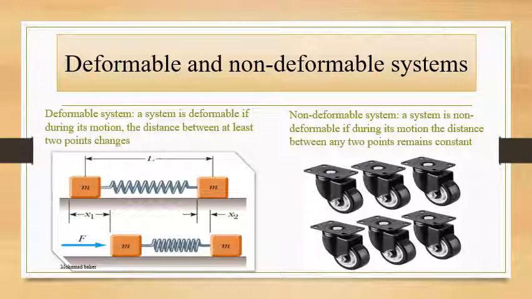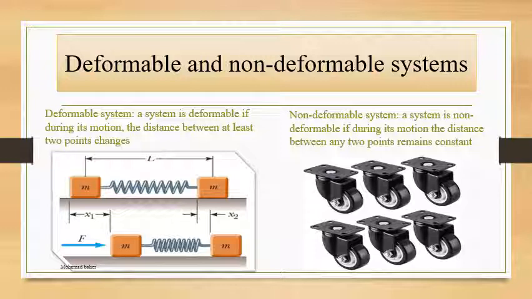On the other hand, there is a non-deformable system. As a definition, a system is non-deformable if during its motion the distance between any two points remains constant. For example, the wheels of a car. As the car moves on the street, the distance between the four wheels remains constant during its motion. So we conclude that the system wheels-Earth is considered a non-deformable system since the distance between the four wheels remains constant during time.